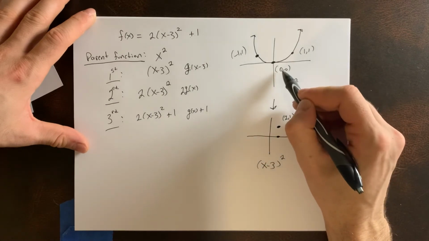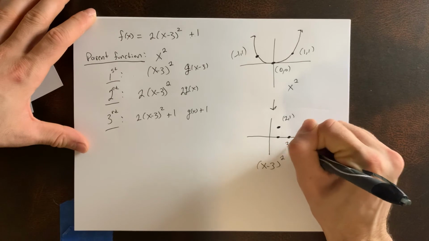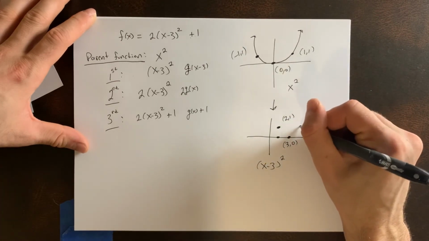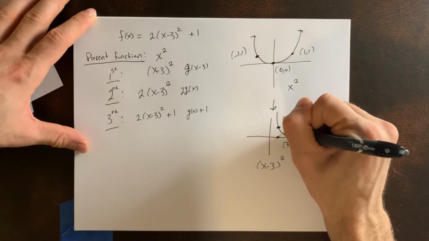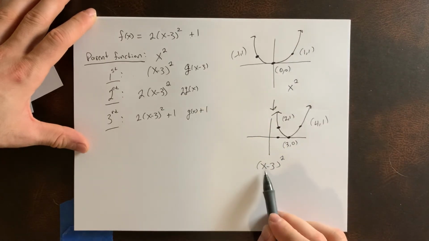We're going to add 3 to this one. It'll turn into a 3. We're going to add 3 to this one, so it's going to turn into 4. Okay, and let's connect those dots. Okay, so that takes care of the first one, the x minus 3.